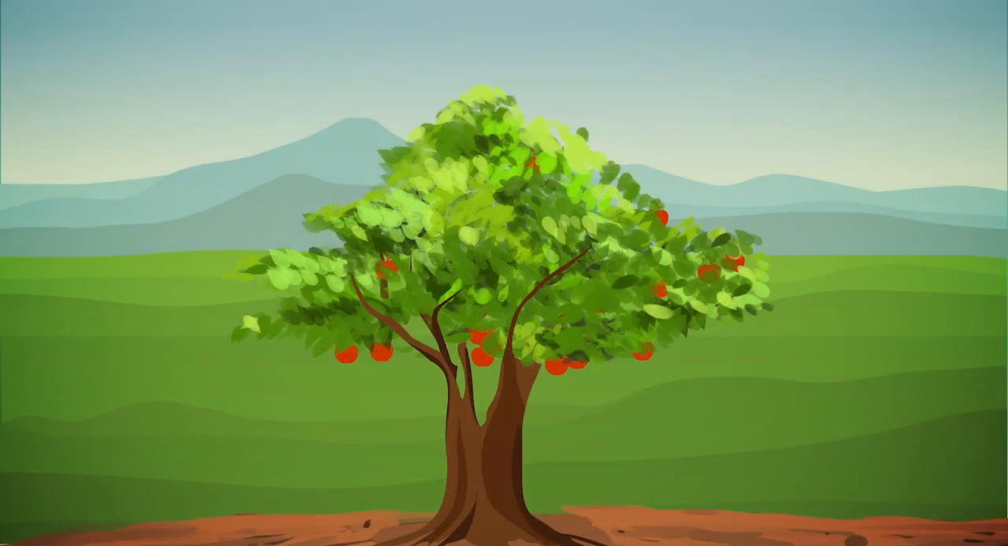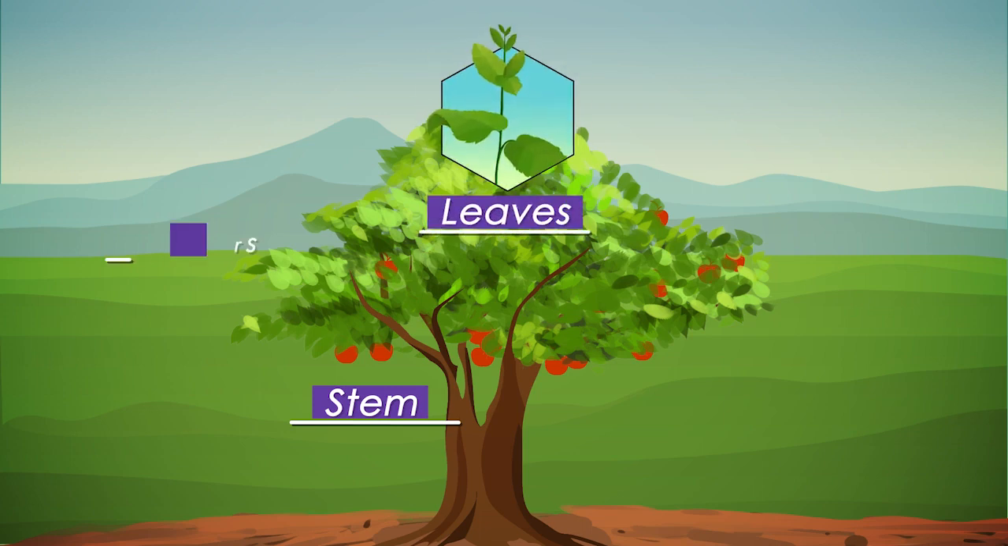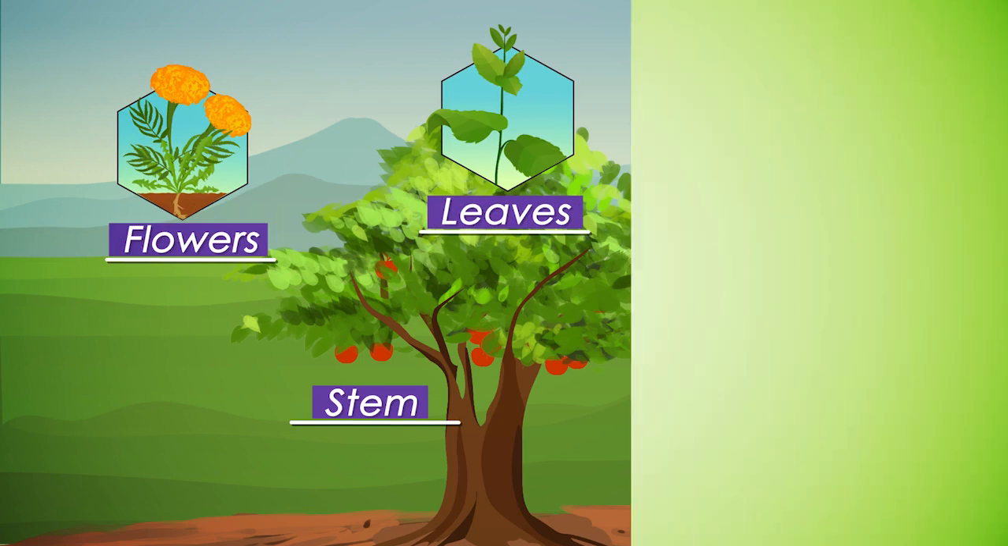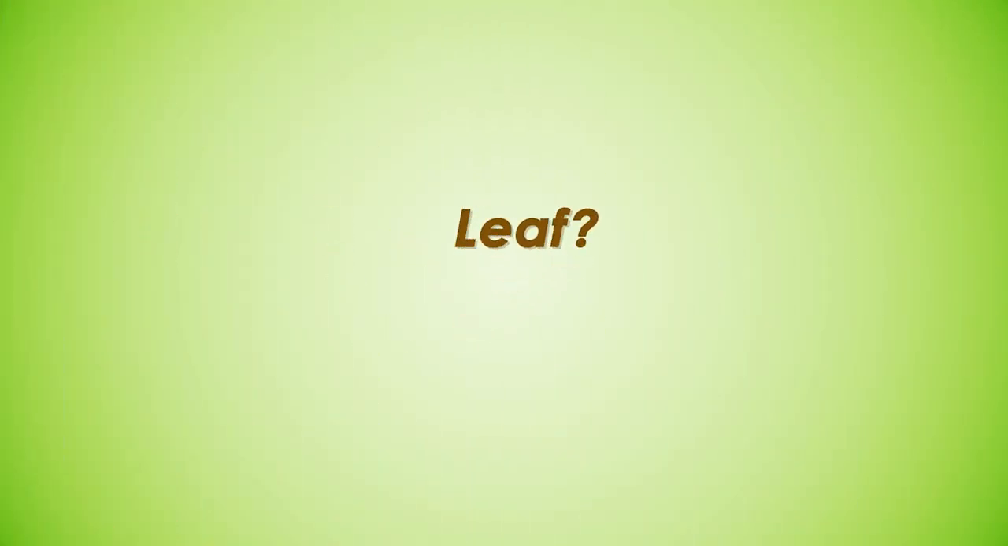Let's have a look at the individual parts present on the stem. What do we mean by this? We mean the leaves, flowers, and fruits. Let's begin with the leaves first. What exactly is a leaf, by the way?